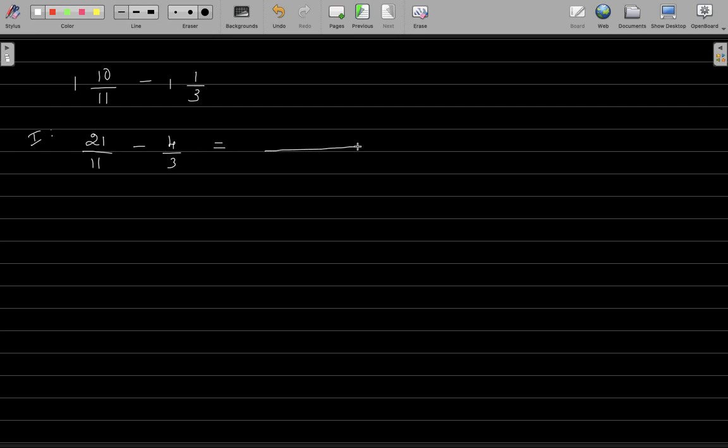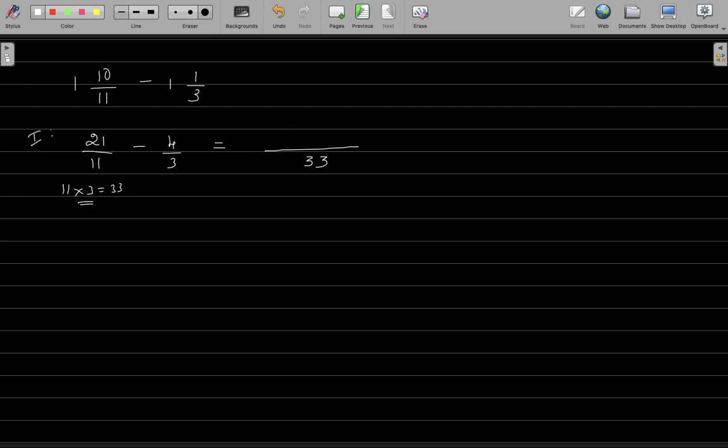Now take the LCM. 11 is a prime number. 3 is a prime number. So the LCM is just the product of these two, which is 33. Now 11 times 3 gives you 33. So multiplying by 3 is giving you the denominator. So we are going to multiply the numerator also by 3.